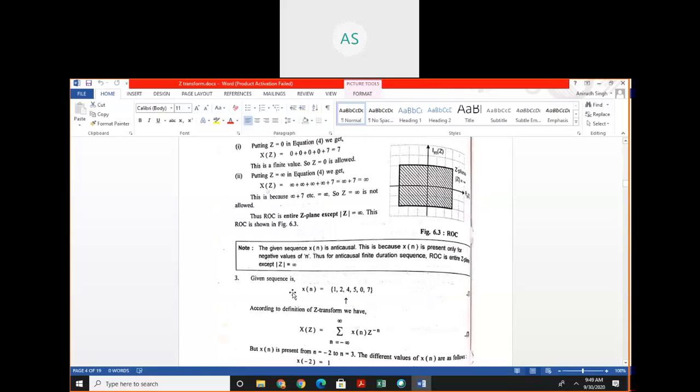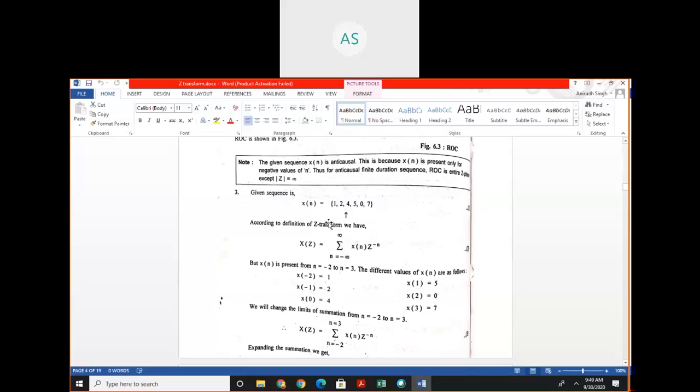This sequence is anti-causal because x of n is present only for negative values of n. Thus, for anti-causal finite duration, ROC is entire z-plane except mod of z is equal to infinite. Next sequence, x of n, is given by this expression.